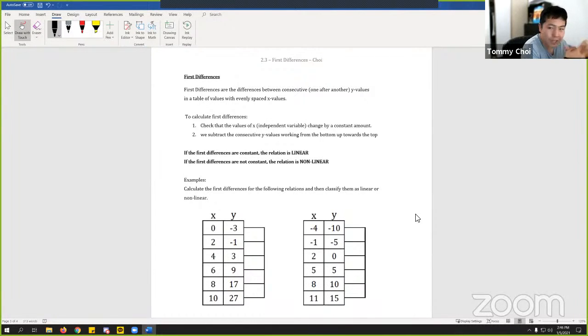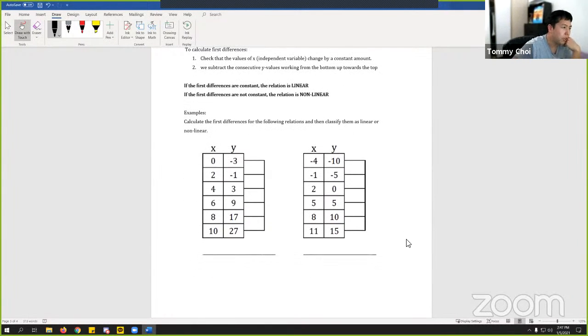So whenever you're given a table of values and I ask you, is this linear or nonlinear? I'm asking you to do the first differences and check if it's linear or nonlinear. Are the first differences the same or are they different? That's what I'm asking for. So looking here at our first example, let's classify whether these are linear or nonlinear. How you're going to do it is from bottom up. First step, we check the x values. Are they constantly going up by the same value? Yes, they are. 0, 2, 4, 6, 8, 10. All the x values are going up by 2. We're good to go.